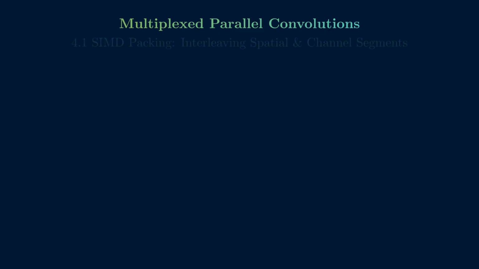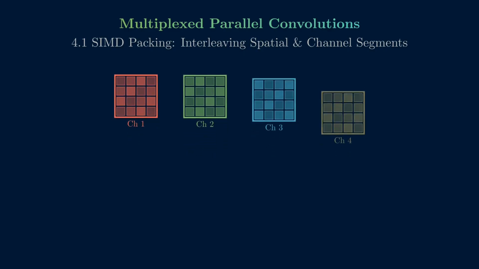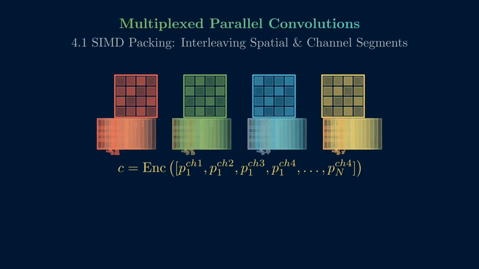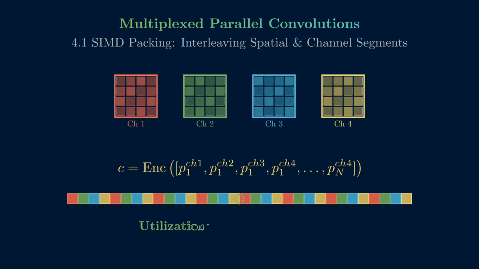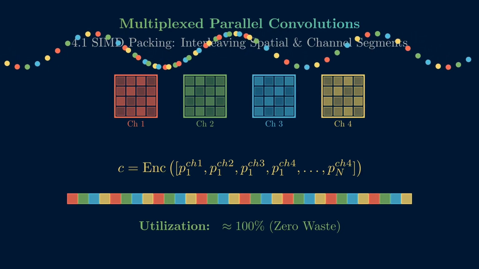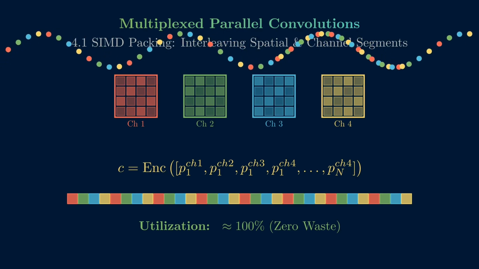To overcome the severe inefficiencies of naive encryption, researchers introduced a paradigm shift: multiplexed parallel convolutions. Instead of assigning a single pixel to a colossal ciphertext, we can deeply pack the data. By interleaving spatial pixels and multiple feature map channels into a single, unified vector, we can achieve nearly 100% slot utilization. The sparse, empty voids of the ciphertext are now dense with information, allowing the CKKS scheme to act as a massive SIMD processor, evaluating thousands of pixels simultaneously.